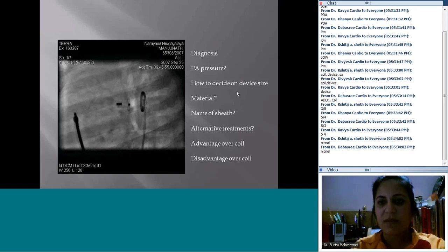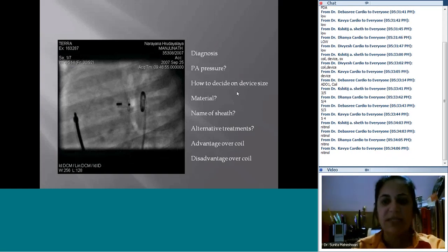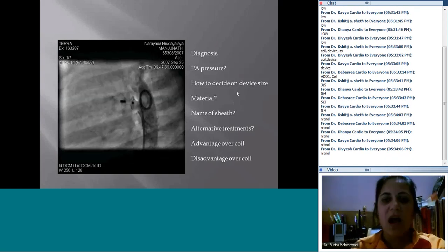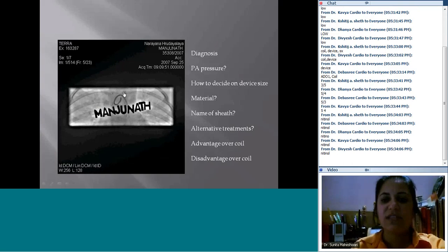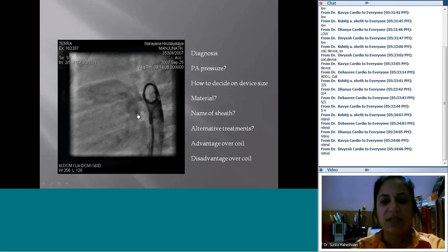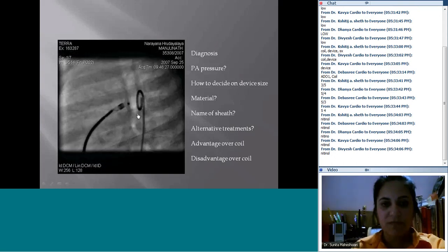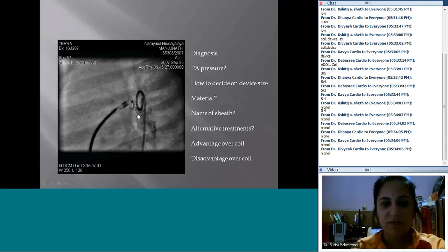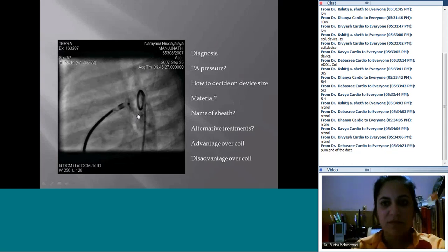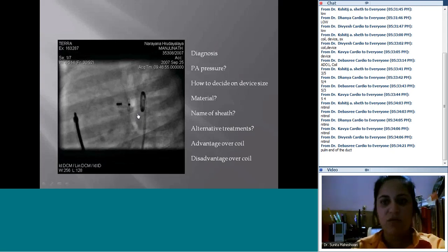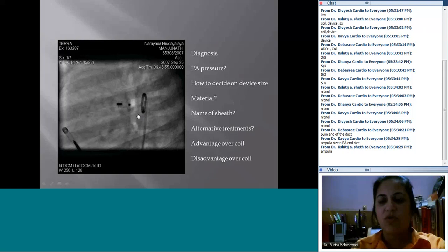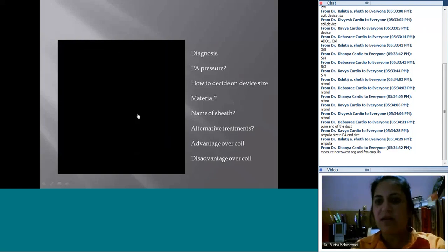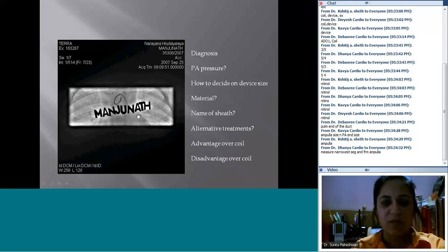Now, how do you decide on the device size? What measurements do you need to know to decide on the device size? You need the pulmonary end of the duct, that's right. What else? You need 2 measurements to decide. You need the ampulla size, right? You need the narrowest segment and you need the ampulla. Just for the first year fellows, let me show you that. I want to go back. I want to freeze it where it starts.